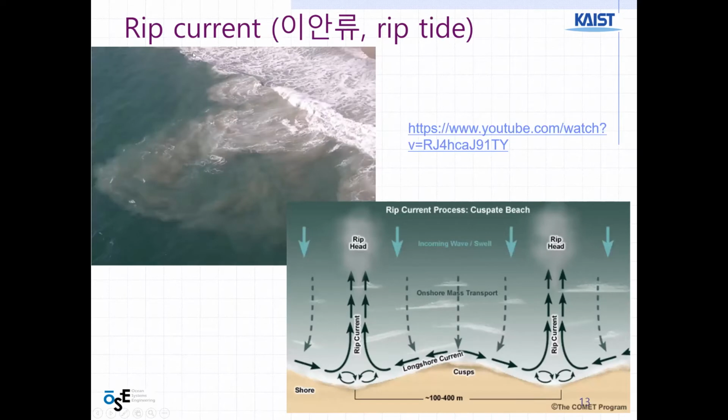And another one is rip current. A rip current is generated when waves come in, and then water goes in the opposite direction of the waves. And here's also a video.